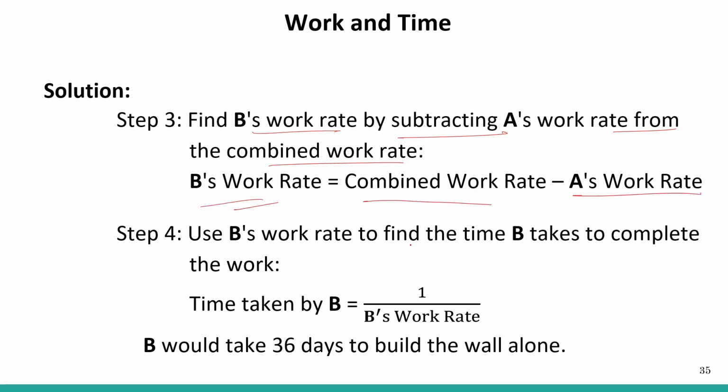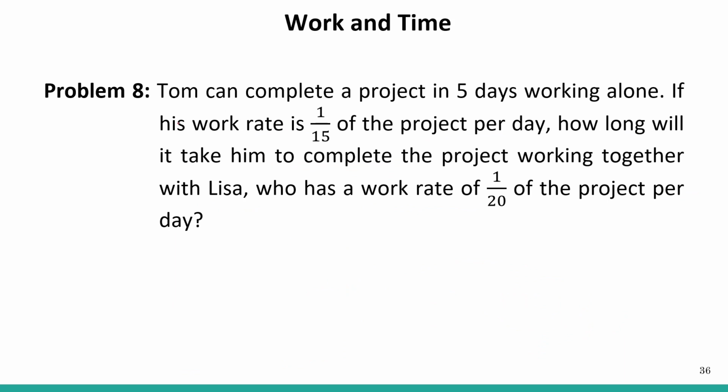So using B's work rate to find the time B takes to complete the work. So time taken by B is equal to 1 by B's work rate. Okay. So it would take, since this is equal to 1 by 36, so time taken by B will be what? 36. Okay. B would take 36 days to build the wall alone. Let's see problem number 8.